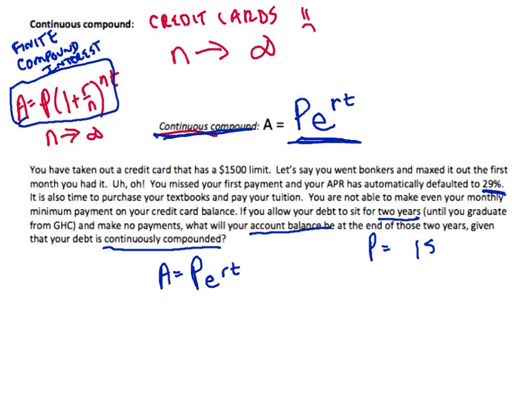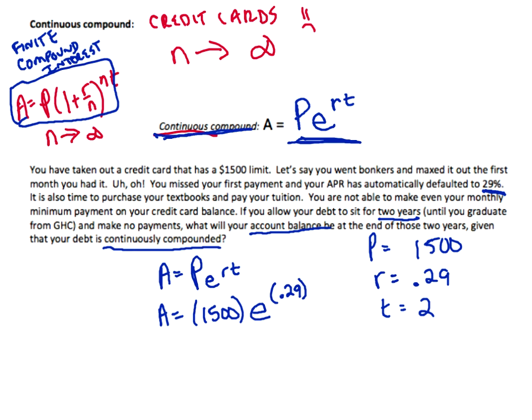My P is my principal balance, so that's that $1,500 that I charged up as soon as I got that credit card. e is a given value. We've already discussed that. My rate is a whopping 29% now that I missed that first payment. And the time is always given in years, so I'm going to let that accumulate for 2 years. So let's see what happens to this $1,500 at the end of 2 years compounding continuously. A equals my principal balance, $1,500, times e raised to the 0.29 times 2.